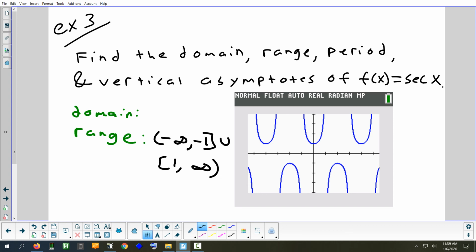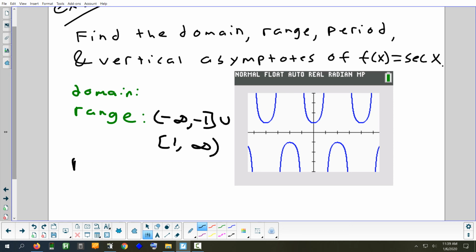All right, let's do the period. We're dealing with secant. What's the formula for the period of secant? 2 pi over b or pi over b?